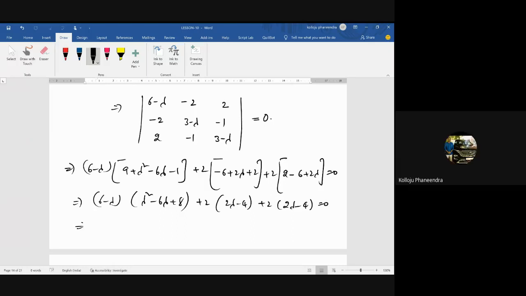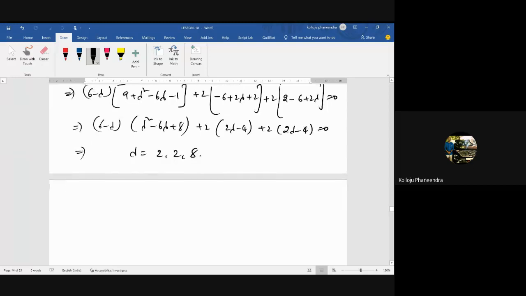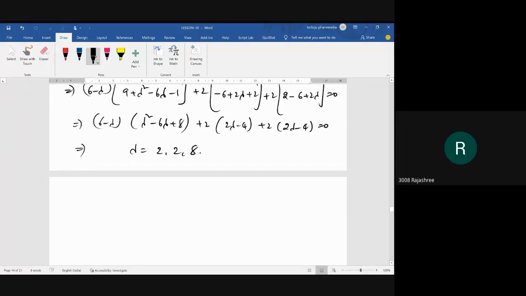We solved this. Yes, sir. What are the eigenvalues, sir? 2, 2, 8. Very good. 2, 2, 8. Eigenvectors are also there, right? Yes, sir. So already this is a solved problem. The eigenvectors. Solved problem in the previous class. Okay.